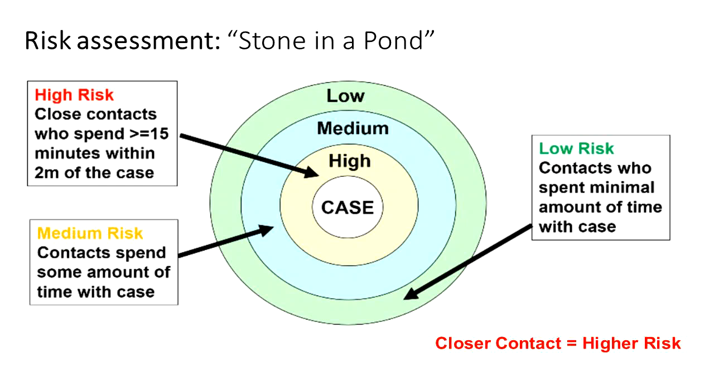There are medium risk individuals. These are the contacts who spend some amount of time with the case, but they're at lower risk. And then we have the very low risk individuals. So they're the contacts who spent a minimal amount of time, just a very casual contact with a case. So in relation to the risk of somebody having acquired infection with the coronavirus, the closer the contact, the higher the risk is of acquiring it.